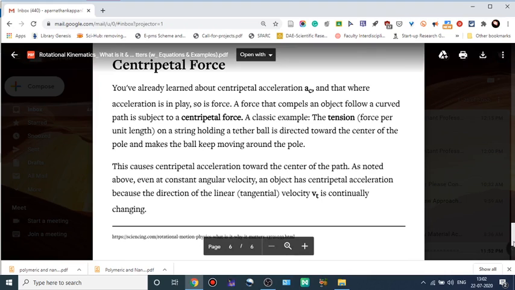And this is the important concept of the centripetal force. We have already learned about this.